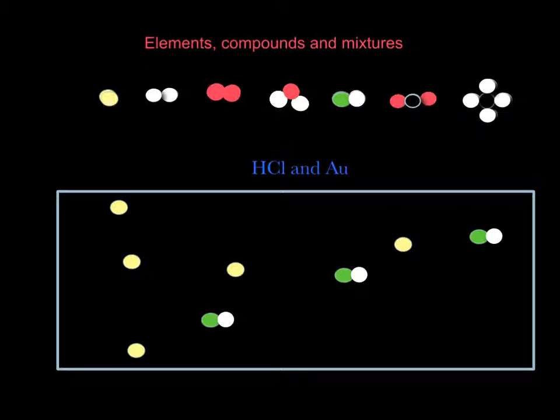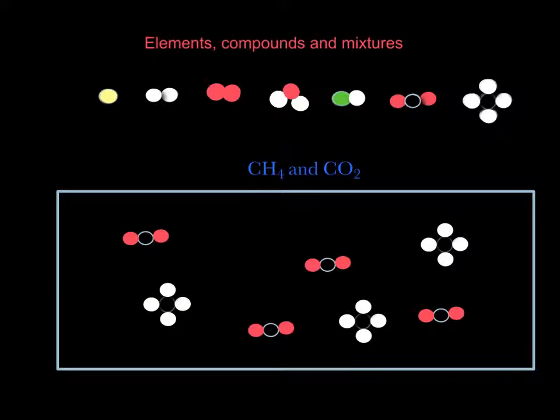HCl is a compound, so it has to be two different atoms bonded together, and it's the green and white. This is CH4 and CO2 because the H4 is the white atoms that are four bonded together with one C, which is the one black atom in the middle. And CO2, the O is the red atoms on each side, bonded together with the C black atom in the middle.